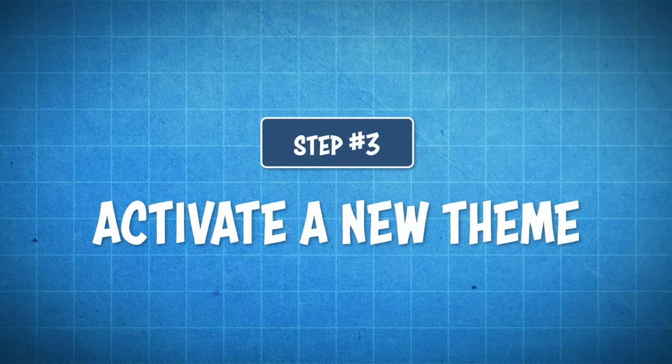Okay, so step number 3 is to activate a new theme. And a theme just allows us to customize our website. And there are hundreds of thousands of awesome themes out there on WordPress, but we need one that's going to work very well with the Elementor page builder plugin. And that theme is called Ocean WP. So let me show you how to get that.